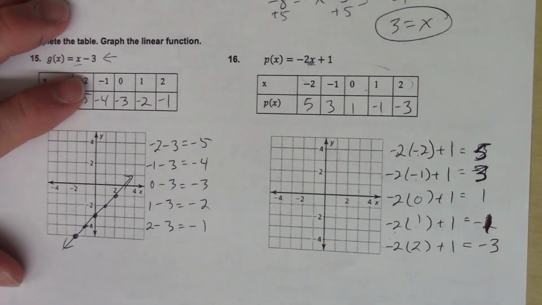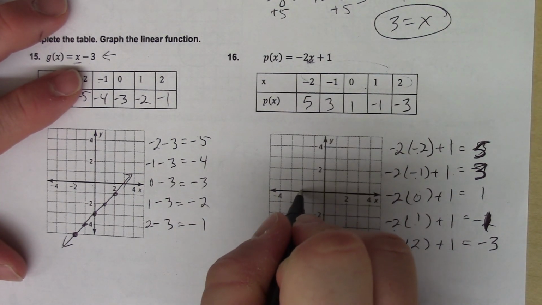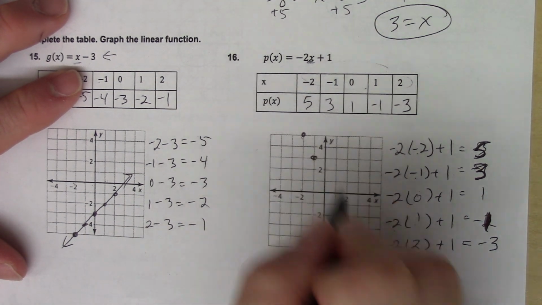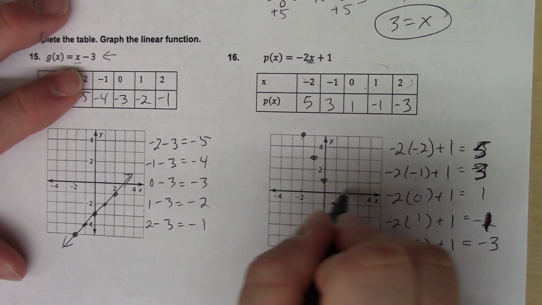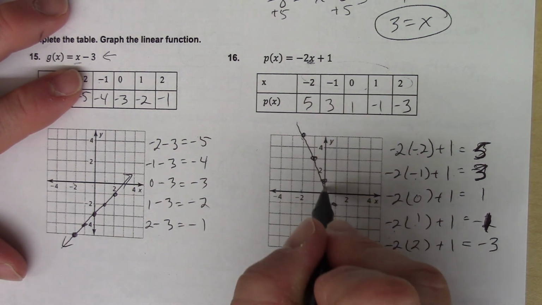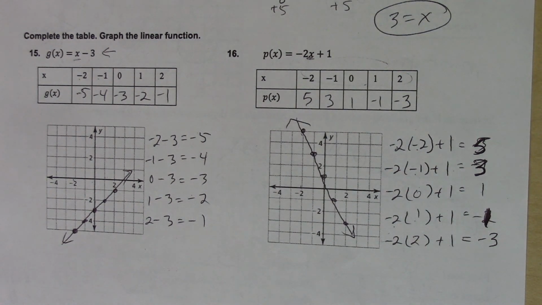Okay? Same thing over here. Right? I got all these points. So negative 2 in the x, 5 in the y puts me up here. Negative 1, 3 puts me right there. 0, 1. 1, negative 1, and 2, negative 3 down here, right? So boom. Creates my line there. And again, they should all be on that line, or you might have done something wrong with your math, okay?